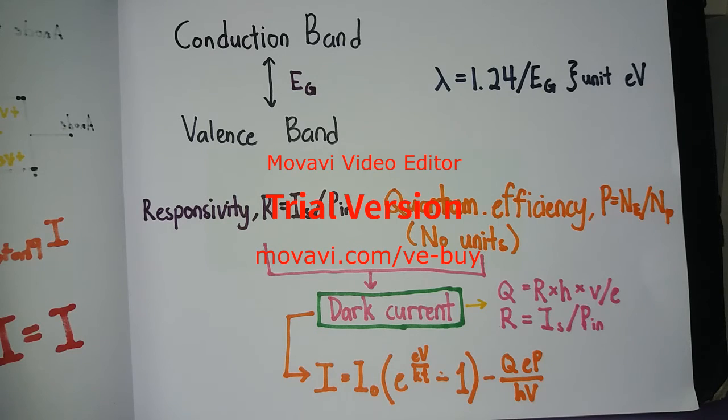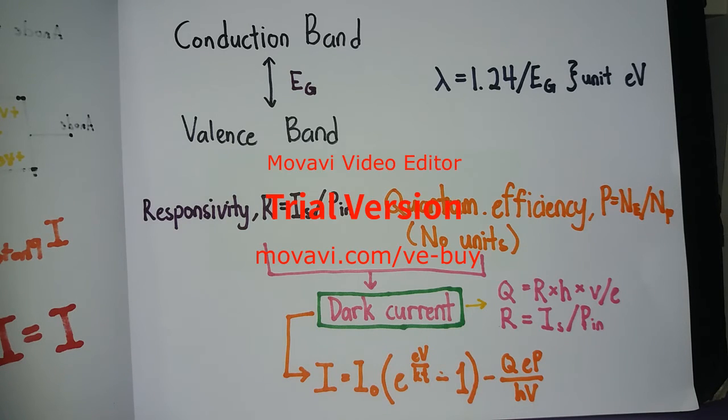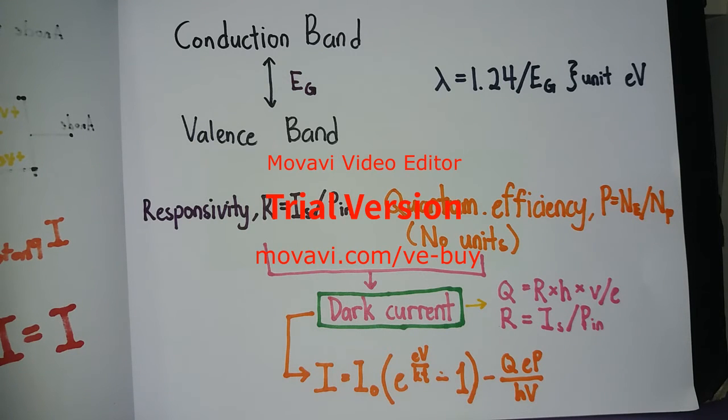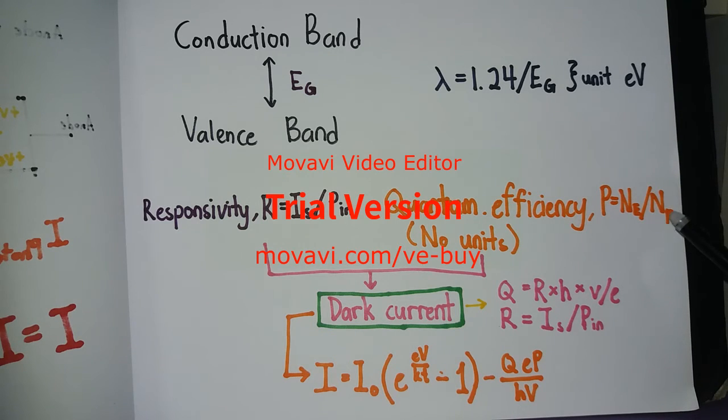Now we are going to discuss responsivity, quantum efficiency, and dark current of a photodiode. Responsivity is defined as the ratio of photo-generated current to incident light, which is given by this equation, in which Is is the photocurrent. And quantum efficiency is defined as the fraction of incident photons contributing to photocurrent, which is given by this equation, in which Ne is the number of generated carriers per unit time, while Np is the number of incident photons per unit time.